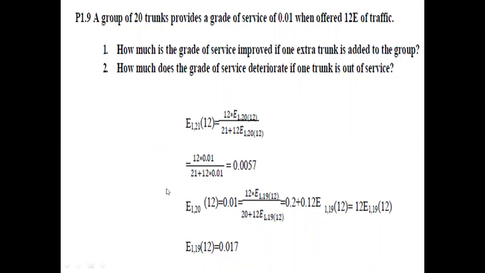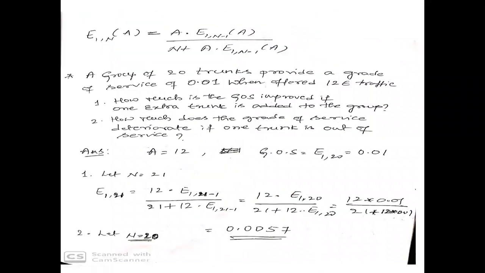The detailed explanation of the same problem is given in this slide. As you can see, this is the iterative formula that we derived earlier in the first Erlang distribution. The same question has been written here. The first question is how much the grade of service is improved if one extra trunk is added to the group. To solve it, we assume capital N, the number of trunks, to be 21. Why? Because the present system has 20 trunks available, and we need to find the grade of service of 21 trunks. That's the question which has been asked.